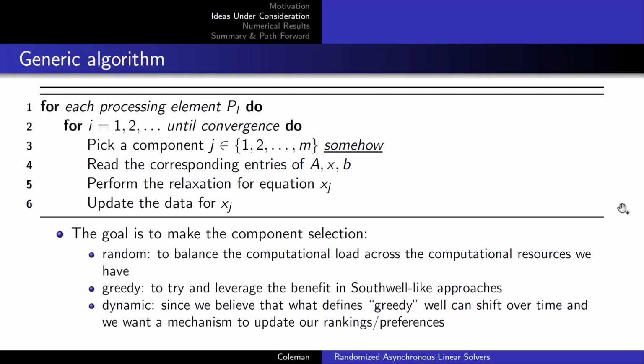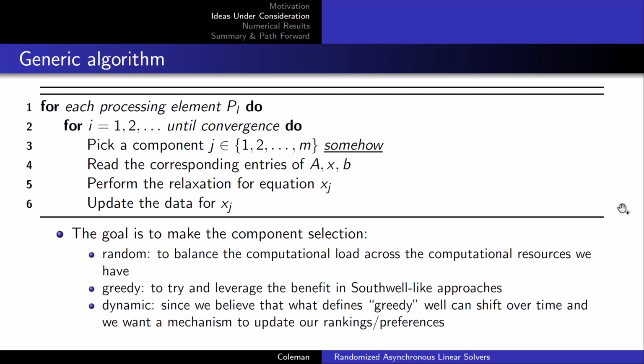So the goal is to make this component selection random, and we're doing that to balance the computational load and to hopefully get more results in expectation about how much the error is being reduced each time. We want it to be greedy, so we're trying to select a component that helps us reduce the error as much as possible. So we're making a Southwell-like estimate, and we want it to be dynamic.